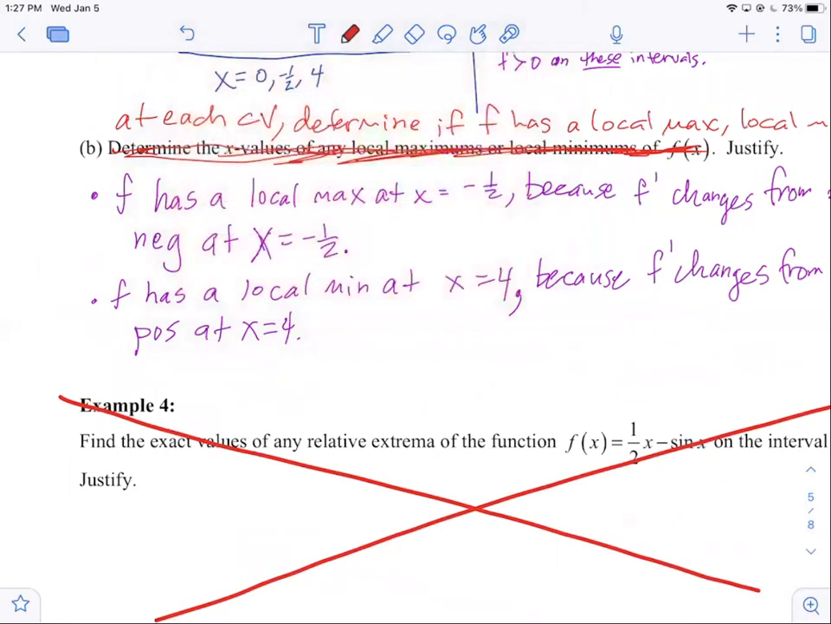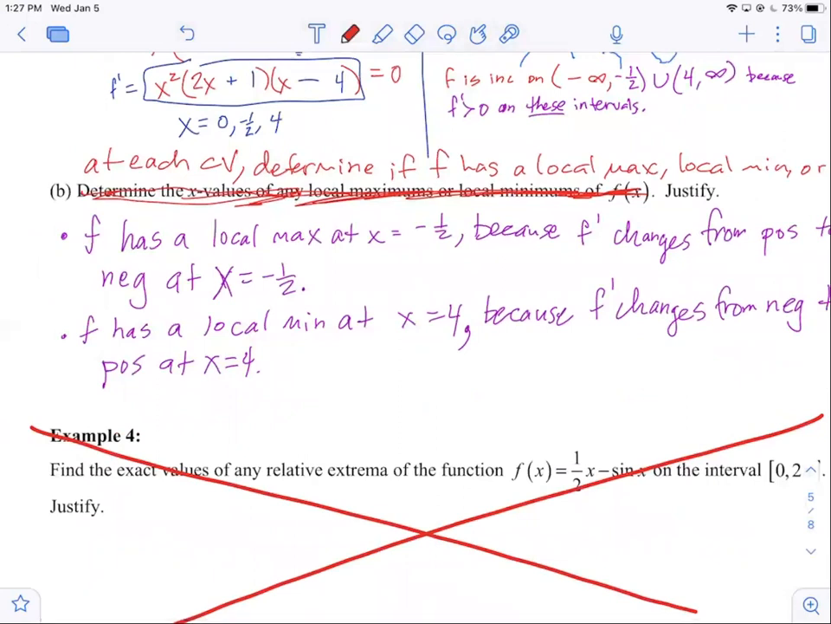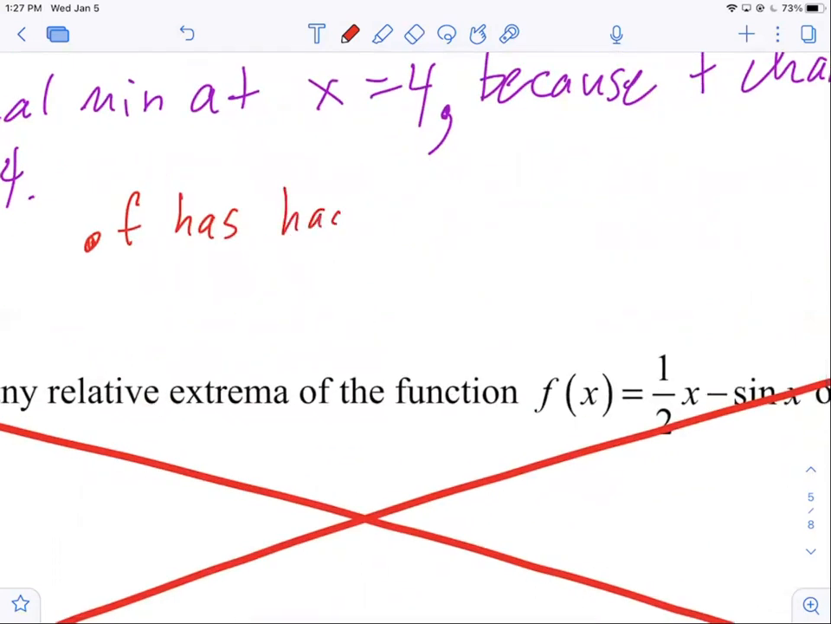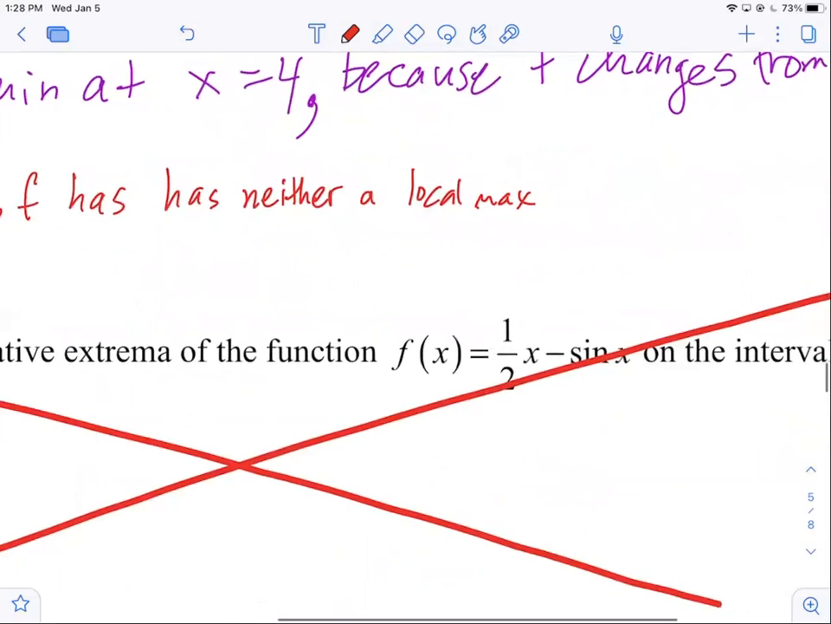So how do we turn that one into a local argument? This is the local argument because we're talking about a sign change at a point, and that implies locality, a relatively small interval, immediately to the left, immediately to the right. How do we do it when it's not? Well, let's try it. F has, and this is going to be a lot of writing, F has neither a local max nor a local min.